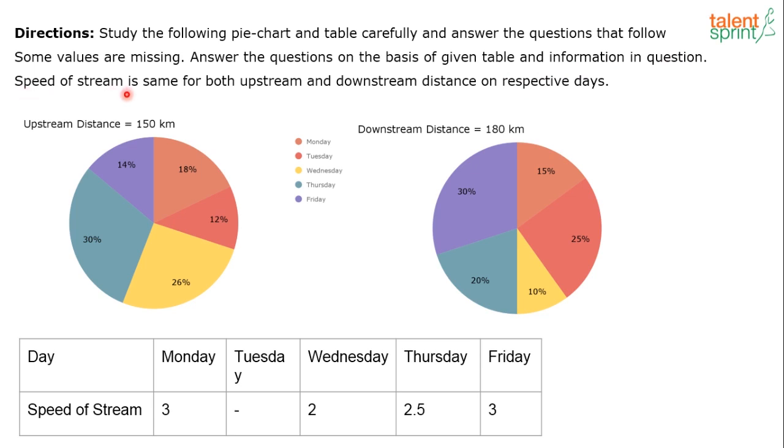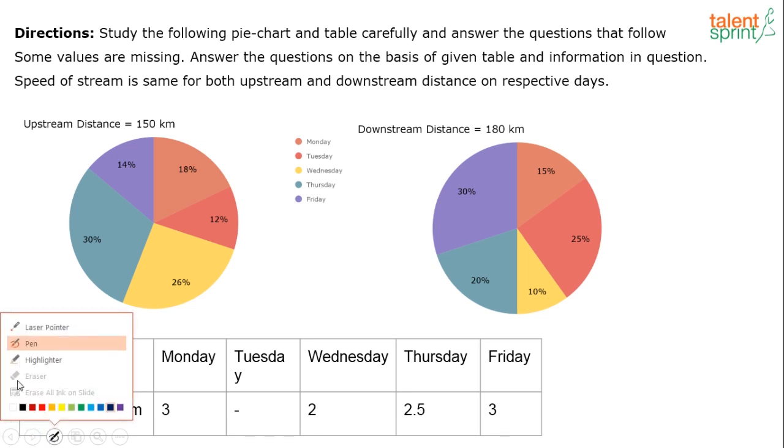Speed of stream is same for both upstream and downstream distance on respective days. So what is the data all about? Look at the data now. I think different things have been given here, right?